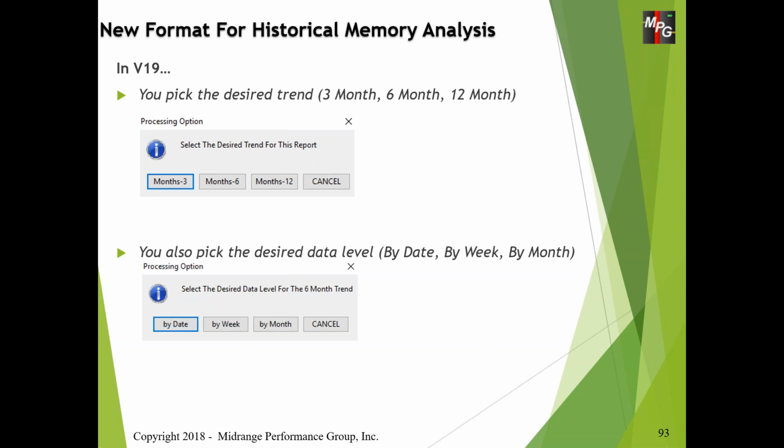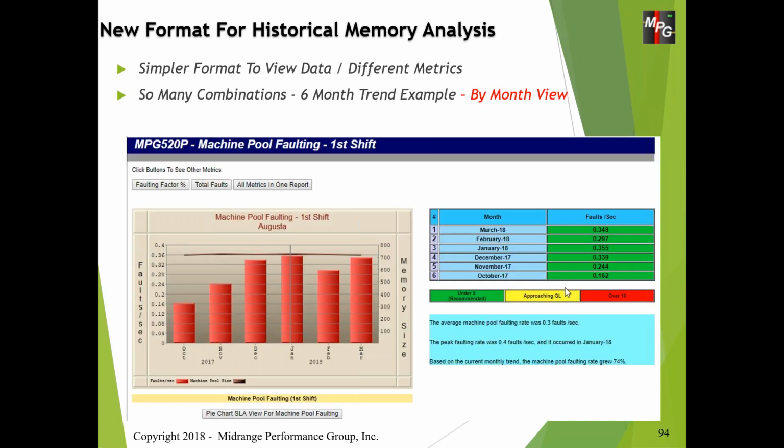You can imagine how many combinations of what this report looks like based on what your customer needs. So in this case, we let you be very creative and come up with whatever kind of report concept you want. You get to show your management. So check this out. Here's an example where I said I want a 6-month trend and I want to do it by months. So here we show that to you, and you'll see very easy toggle buttons where you can go from machine pool faulting to faulting factor percentage to total faults.